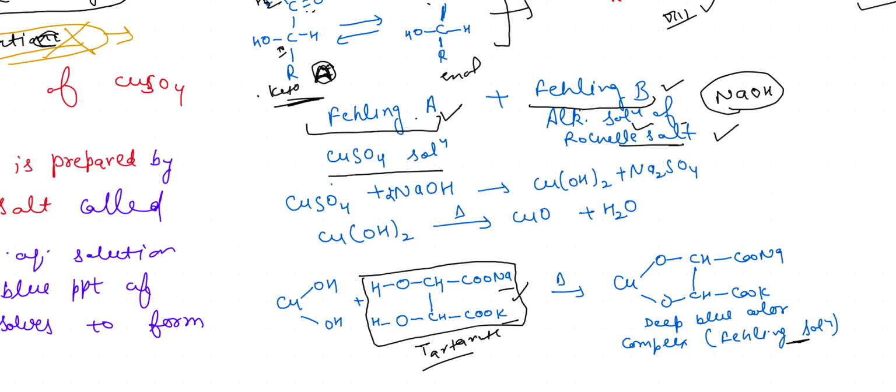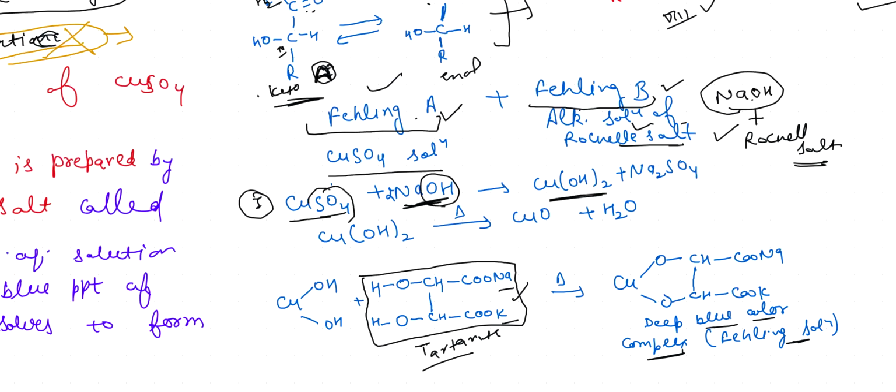So first, when copper sulfate is reacting with sodium hydroxide, when these two are mixed, what is happening? As Fehling B contains sodium hydroxide as well as Rochelle salt, when this solution is mixed with Fehling A solution, the copper sulfate will react with sodium hydroxide. It will form copper hydroxide. So the sulfate is replaced by these hydroxide groups. Here, both the molecules have the oxidation state of +2.